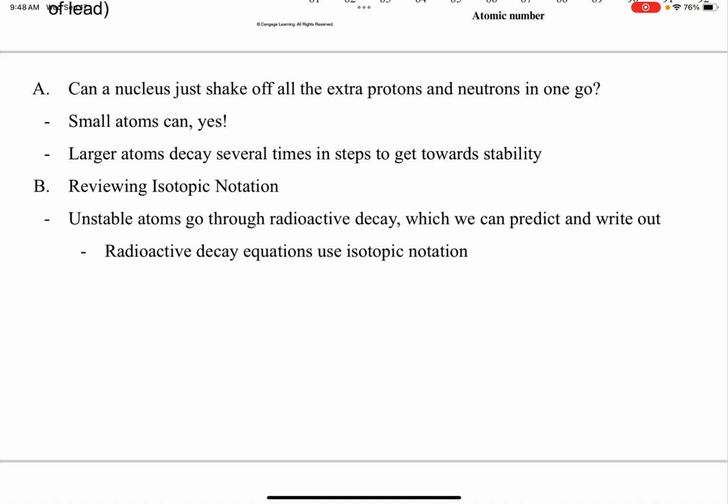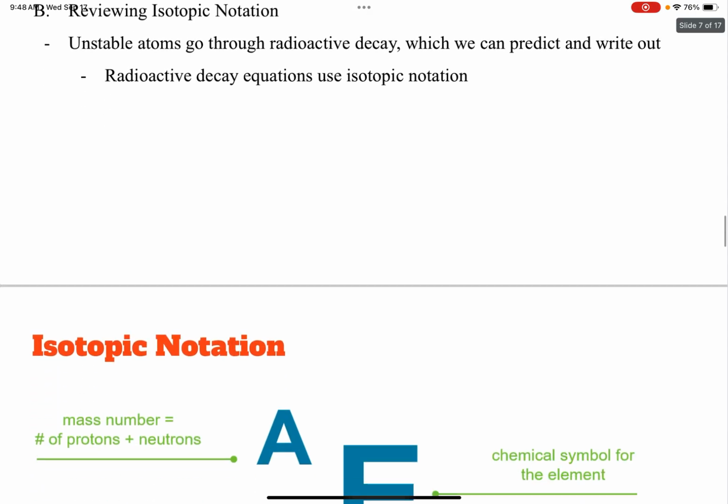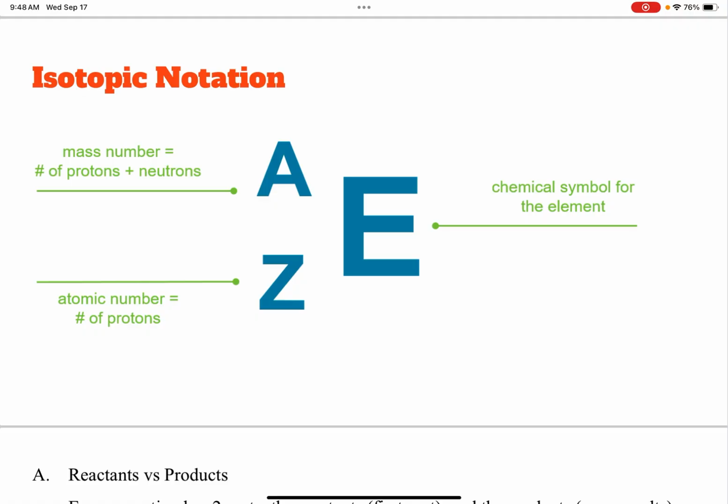Next, letter B, we're going to review isotopic notation. So we went over this, right? Unstable atoms go through radioactive decay, which we can predict and write out. Radioactive decay equations use isotopic notation, which is why we're reviewing it. So here's isotopic notation. We have our chemical symbol in the center, that's the big E. Up on the top left, we have our mass number, which is our protons and neutrons. And then on the bottom, we have our atomic number, which is our number of protons. Do me a favor, pause the video, write this. Write exactly what you're looking at with the E, the A, and the Z, and label everything in your notes.